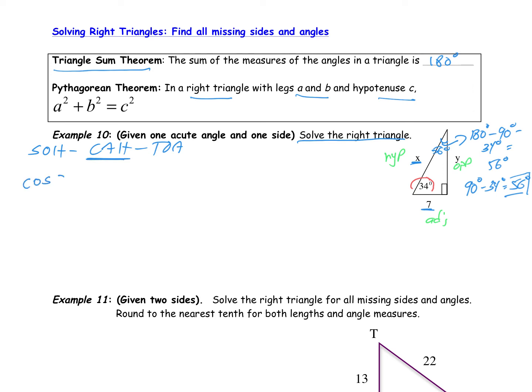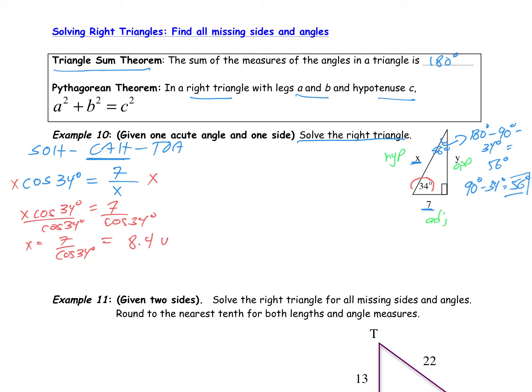So we can say cosine of 34 degrees is the length of the adjacent side, which is 7, over the length of the hypotenuse, which is x. In order to solve this, we can multiply both sides of the equation by x. So we'd have x cosine 34 degrees is equal to 7. Then to isolate x, we divide by cosine 34 degrees. So x is equal to 7 over cosine 34 degrees. If you enter that into your calculator, you will find that x is 8.4 units. I just rounded to one decimal place.